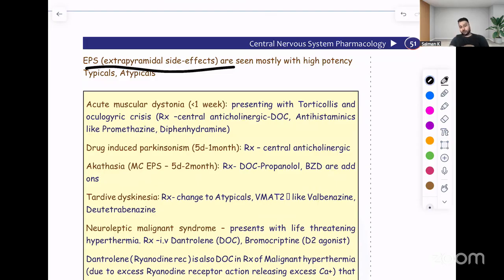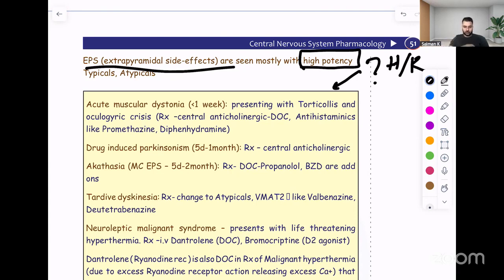So these are things called EPS, extrapyramidal side effects. We get these side effects with high potency drugs like risperidone or haloperidol. So if the examiner asks you who's causing these side effects, then you should say either haloperidol or risperidone. Okay, haloperidol or risperidone, they are causing this.